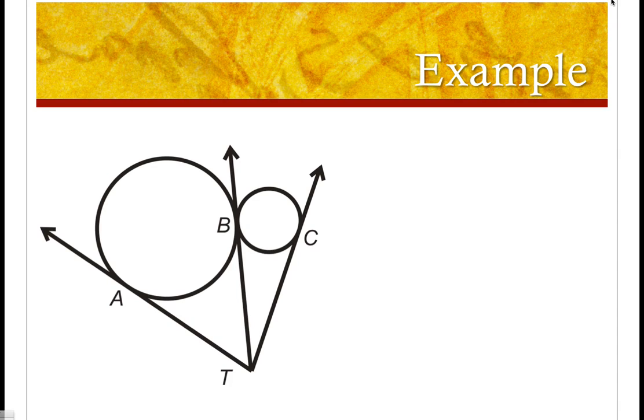This can be helpful when we're trying to find out what some of the different lengths are. For example, we have a line where I have the same exterior point of T, and AT is going to be congruent to TB. That also means that BT is also going to be congruent to TC.